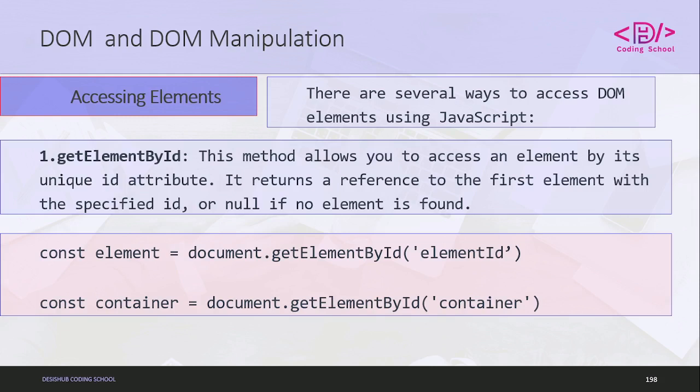So for instance, if I wanted to access something, we could say const element is equal to document. This is the current HTML document. On that HTML document, we have a method called getElementById, and it takes in that element ID. For instance, we could say a container is equal to document.getElementById container.